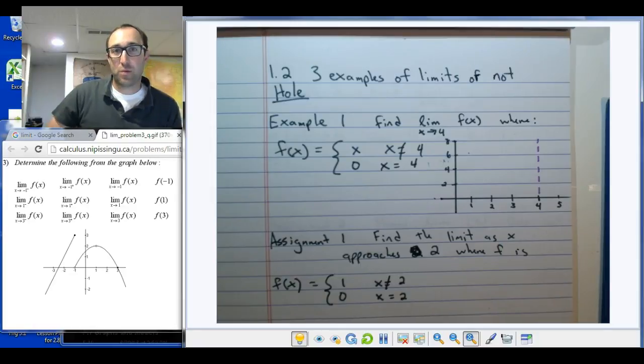Hey everyone, welcome to part 2 of section 1.2, 3 examples of limits or things that may not be limits.